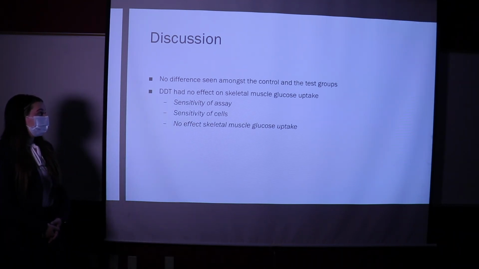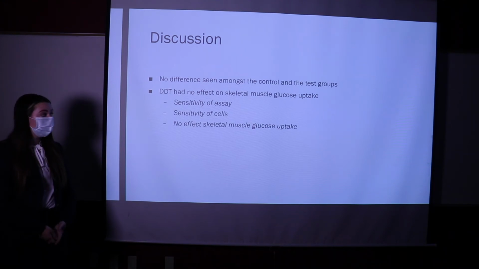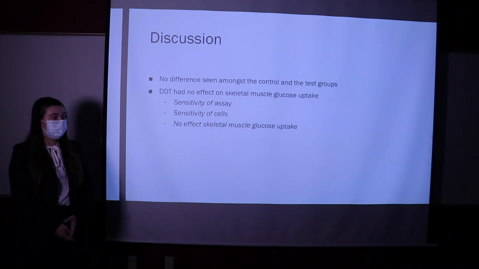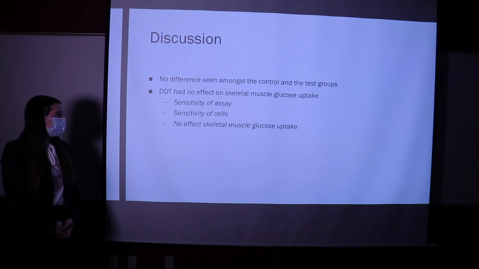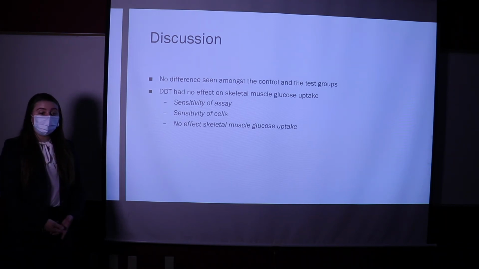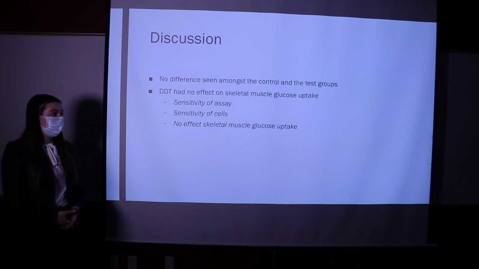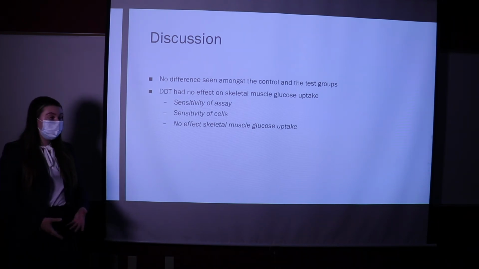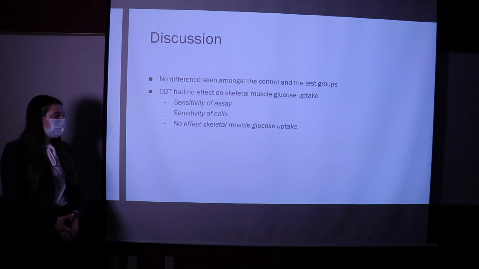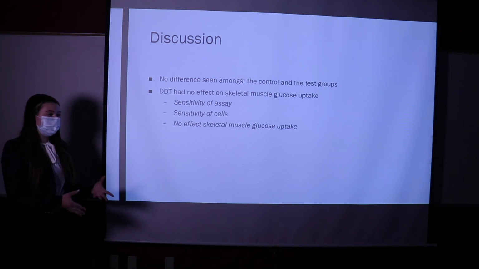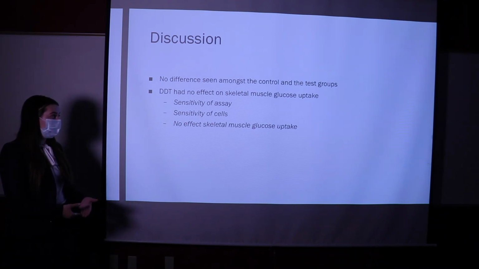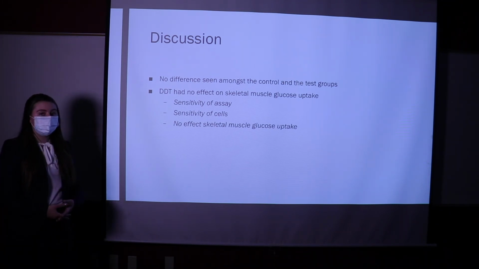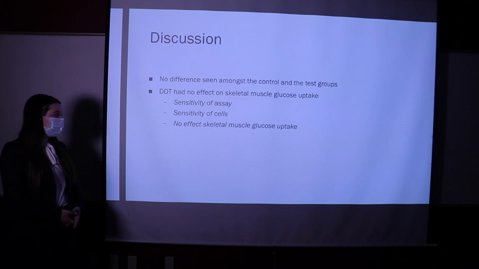Overall, there was no difference seen among the control and test groups, meaning that DDT had no effect on skeletal muscle glucose uptake. This could be for a variety of different reasons, one of them being the sensitivity of the assay. The standard gold method of this study would be to use radioactive techniques, which was not available to us. Also, the previous study completed with this technique showed a 2-fold change in glucose uptake. So if we saw anything below this, that would mean that it probably wouldn't have been able to be detected.